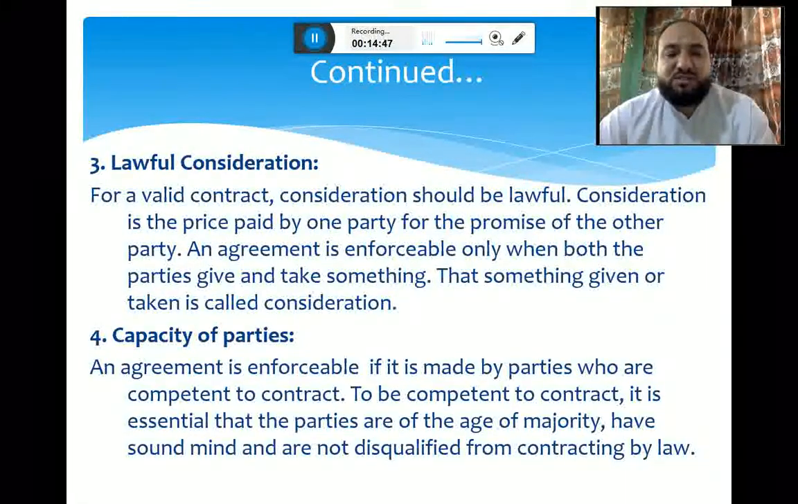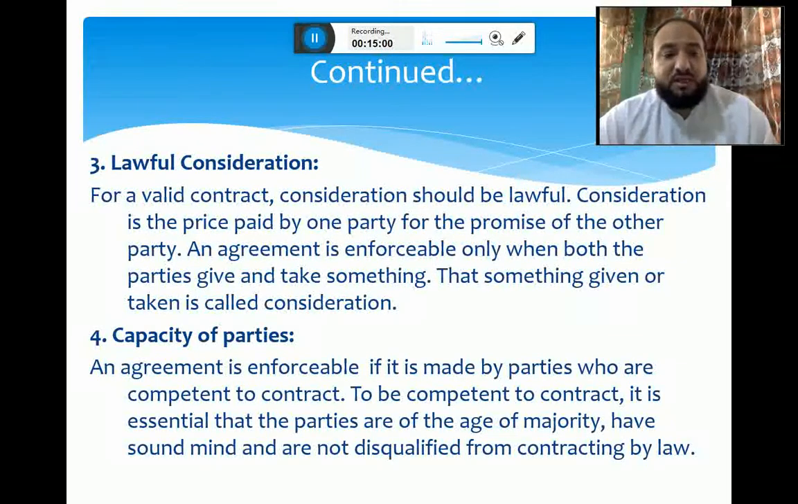Capacity means competency, and this is what I have also explained in my previous lecture. But let's see again. An agreement is enforceable if it is made by parties who are competent to the contract. To be competent to the contract, it is essential that the parties are of age of majority. Number 2, have sound mind, and number 3, not disqualified from contracting by law.